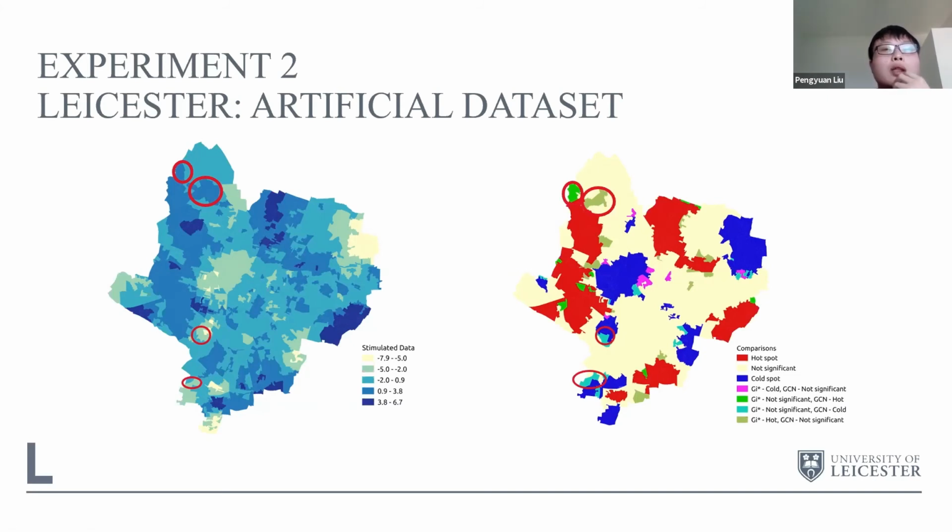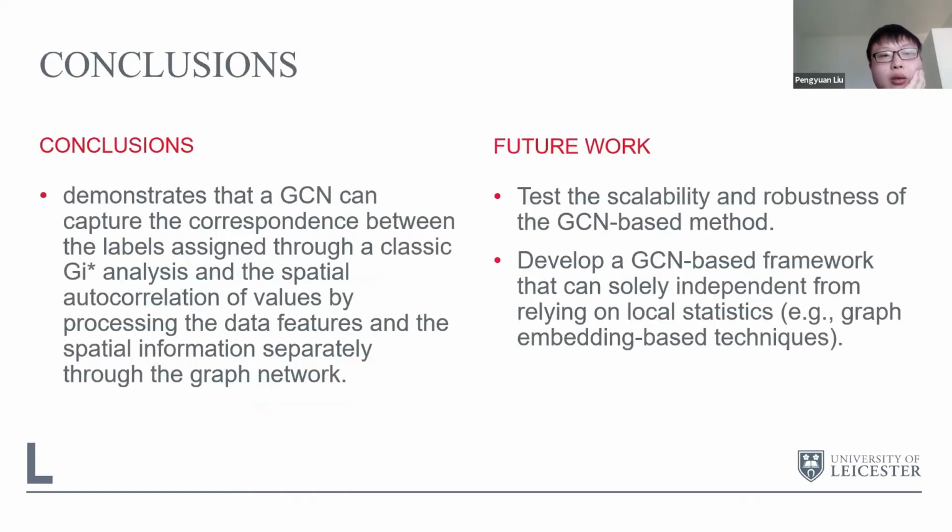So as a conclusion, we demonstrate that a graph convolutional neural network can capture the correspondence between the labels assigned through a classic local GiStar analysis and the spatial autocorrelation of the values by processing the data features and the spatial information. The results demonstrate that a graph convolutional neural network can capture the labels relatively well.